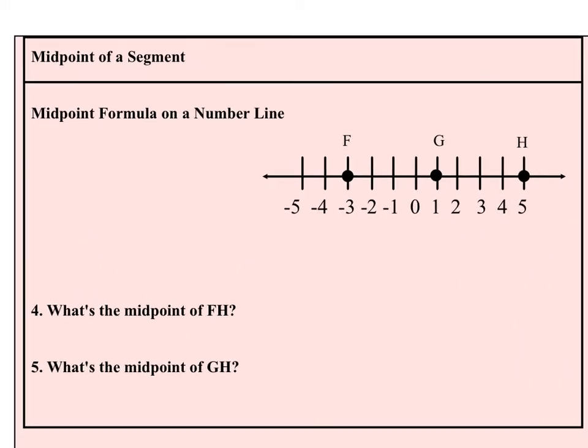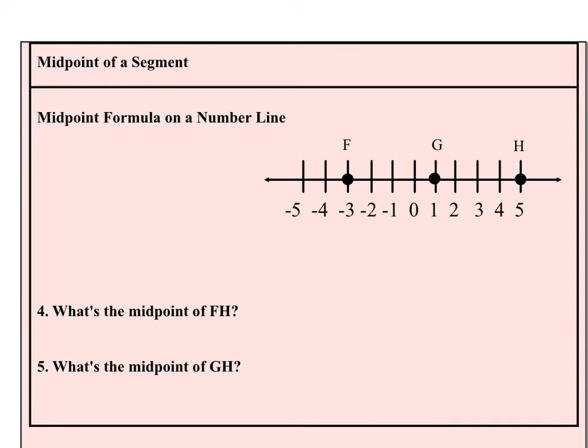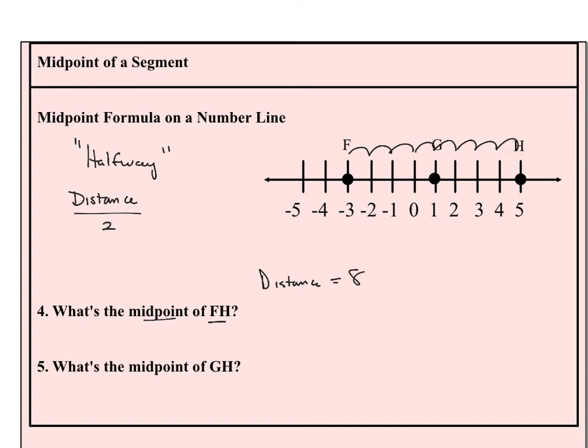Midpoint is a little bit trickier. For midpoint, I need to find halfway. An easy way to do that would be to take your distance and divide by 2. So if I'm looking for the midpoint of FH, I'm going to go 1, 2, 3, 4, 5, 6, 7, 8. So my distance is going to be 8 units. So I'm going to divide by 2. So that will be 4 units.